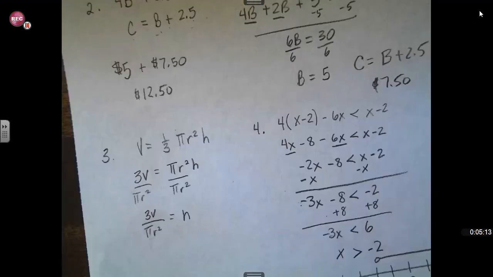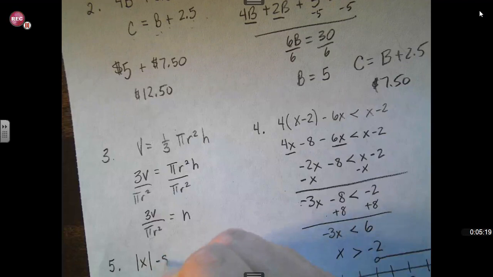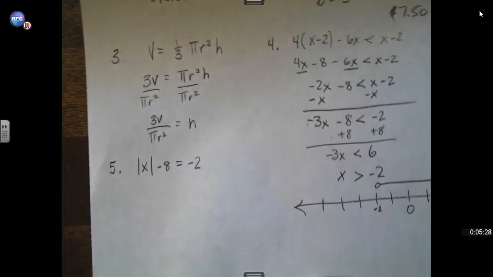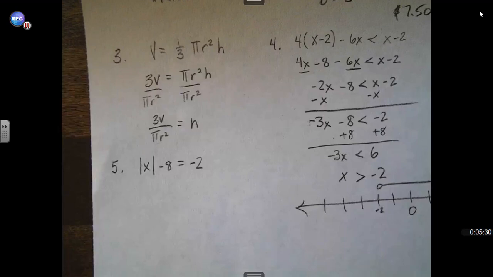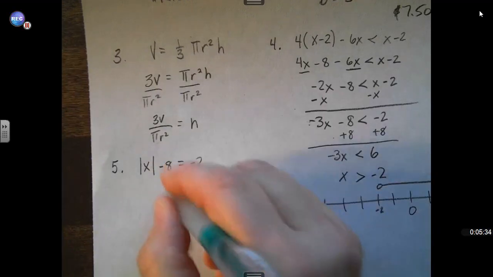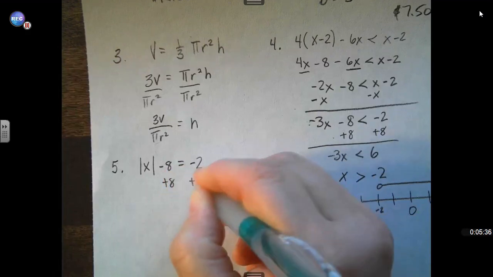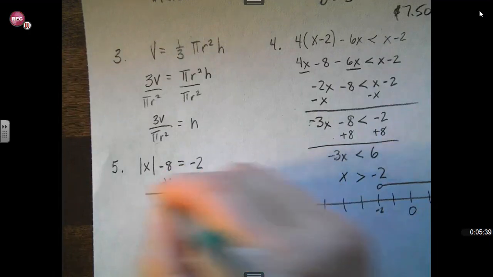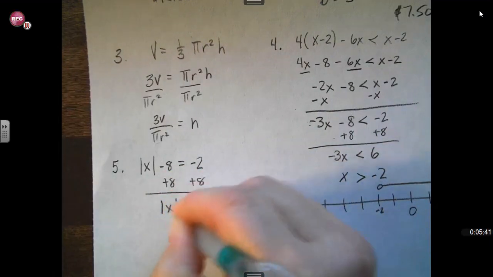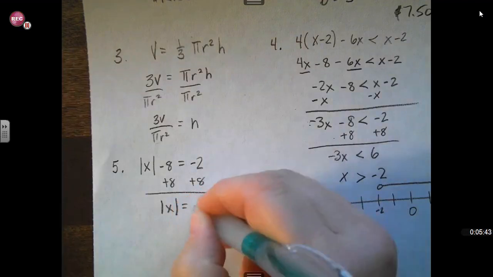Number 5. Solve the absolute value equation. The absolute value of x minus 8 equals -2. Isolate the absolute value first. We have to isolate the absolute value before we can apply the definition of absolute value. So we add 8 to both sides to get the absolute value by itself. And I get the absolute value of x is 6.